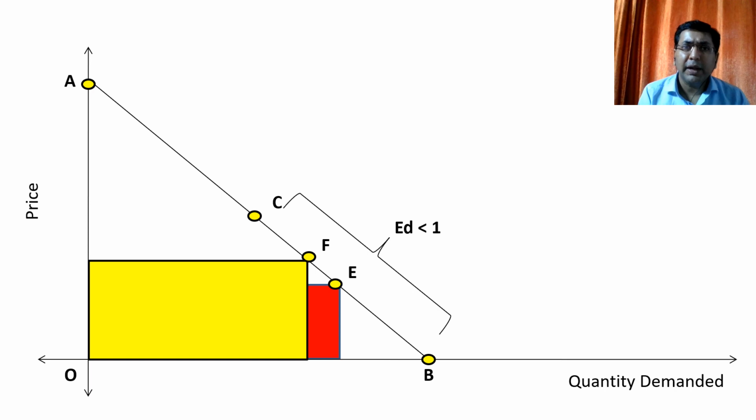So with this we can prove that when ED is greater than 1, there is an inverse relationship between price and total revenue, and when ED is less than 1, there is a direct relationship between price and total revenue. Less than 1, when the price rises, total revenue also rises. Greater than 1, when the price rises, total revenue falls.